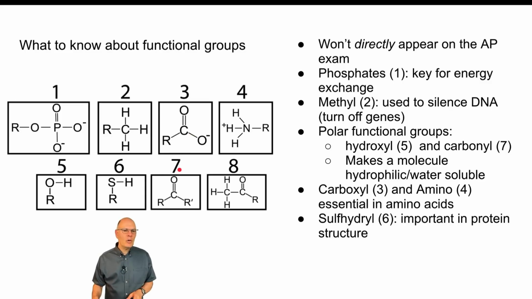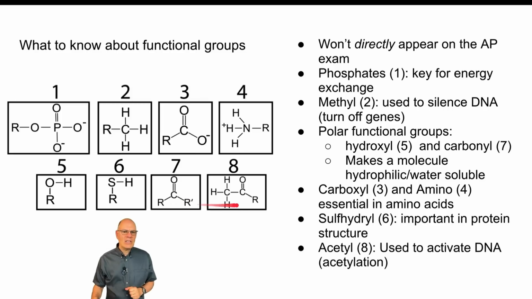The sulfhydryl group over here at number 6 is very important in terms of protein structure. It creates a stabilizing bond that holds proteins in a specific three-dimensional shape. And the acetyl group at 8 is used to activate DNA through a process called acetylation. So it's kind of the opposite in terms of function from the methyl group that we talked about.